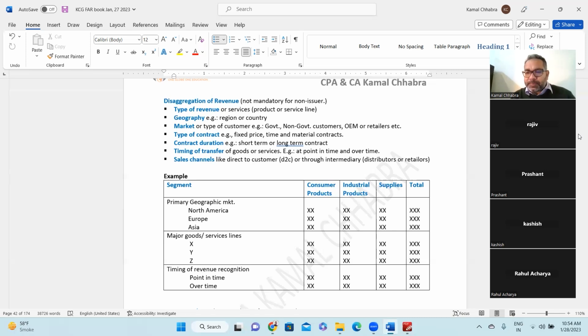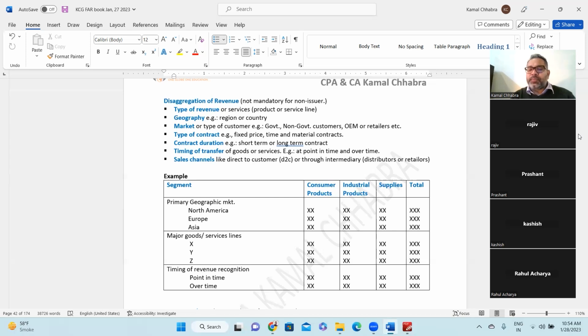You know what is OEM? Any idea what is OEM? Original equipment manufacturer like GM. Yes, absolutely true. Original equipment manufacturer, right?